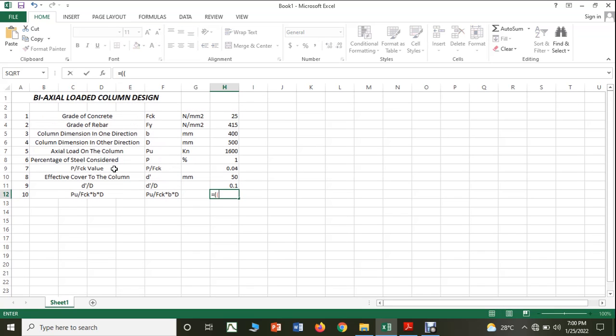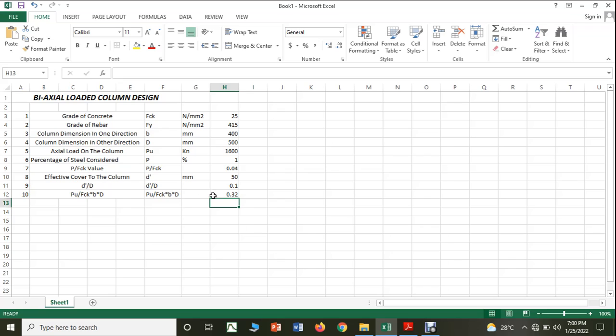What is the value of Pu I have? The value of Pu is 1600 into 1000, divided by, what is FCK? This one. What is B? This one. What is D? This one, right? So that is Pu by FCK BD, which you are going to get as 0.32.